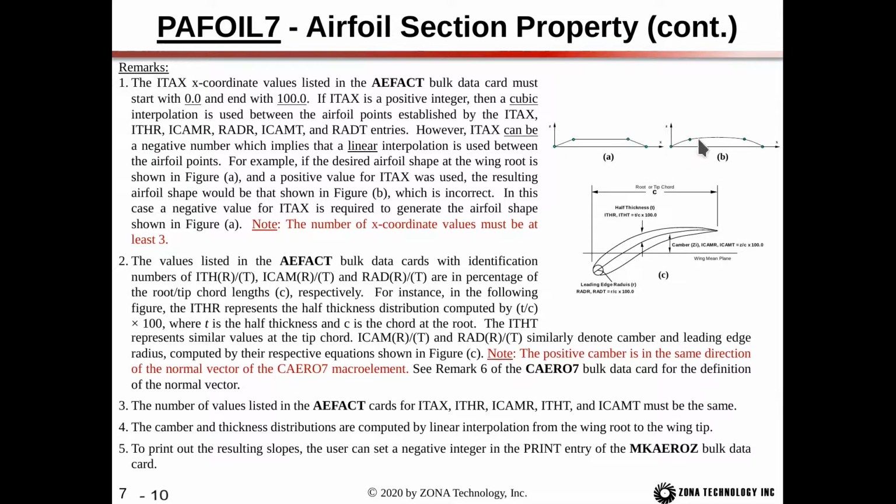So if we have these 4 points defining the airfoil and ITAX is positive, then the resulting airfoil uses a cubic interpolation. Now, if we actually want to create this diamond type of airfoil shape like this, then we would specify ITAX to be negative. So once again, these same 4 points will get this resulting airfoil shape when ITAX is negative. So that uses a linear interpolation between the points instead of a cubic interpolation.